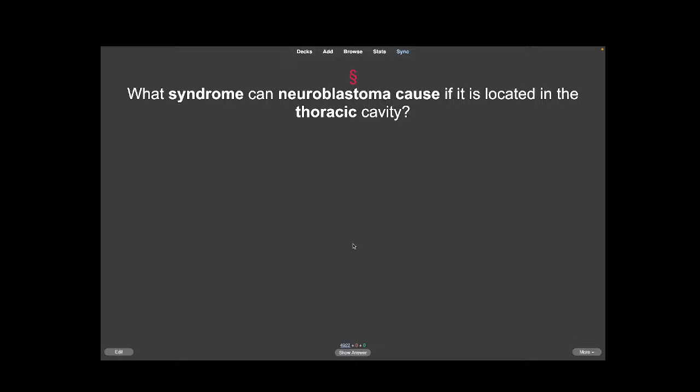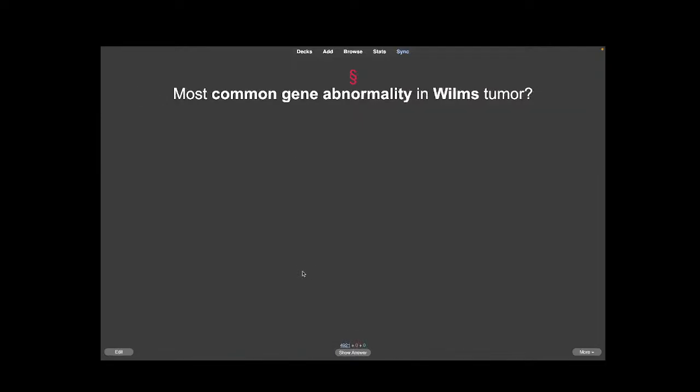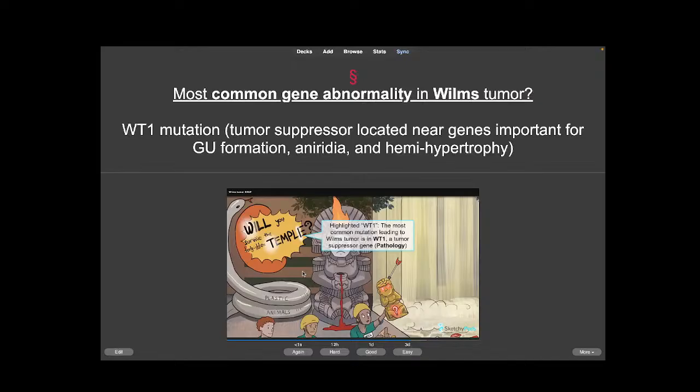Neuroblastoma located in the thoracic cavity causes Horner syndrome. Wait, what? Oh, yeah, okay. Yeah, bro. Most common gene abnormality. That was WT1.